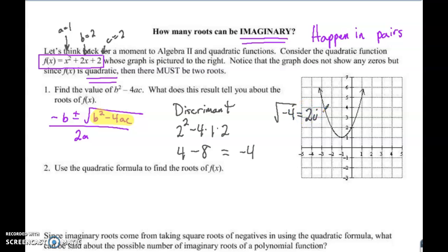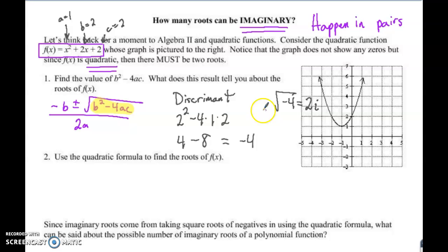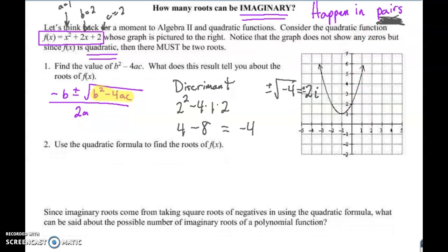That does not look like an i. I always put a hook on my i's. That's traditionally what we do in math. The square root of 4 is 2, and the square root of a negative puts the i there. So that tells me that it does not cross the x-axis, and we have, sorry, I forgot to write, plus or minus. So there are 2 imaginary roots. They happen in pairs.